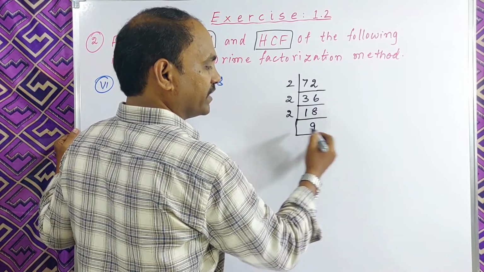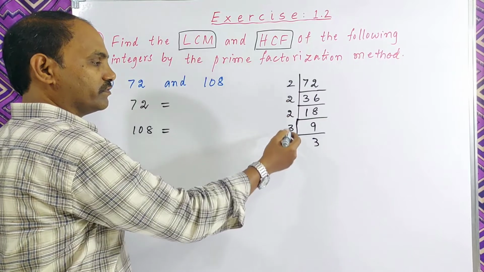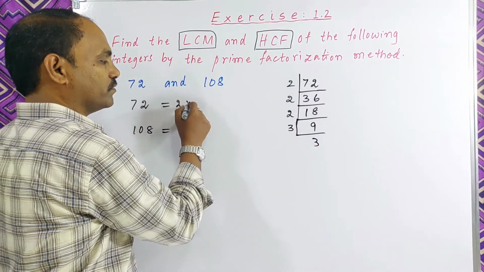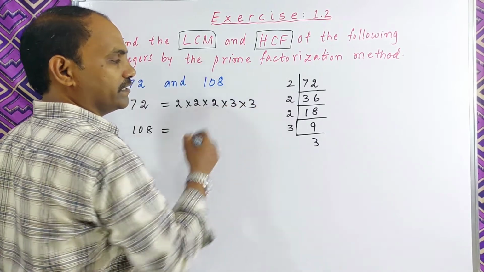9, we can divide by 3. 3 threes are 9. So 72 is 2 into 2 into 2 into 3 into 3.